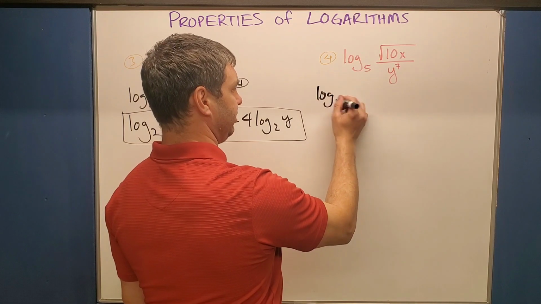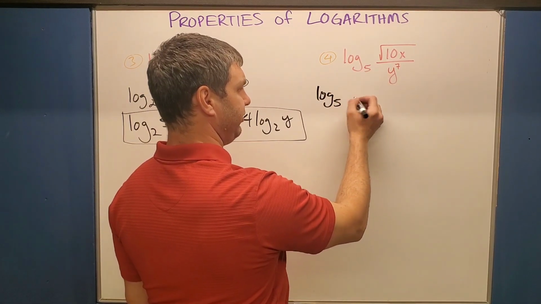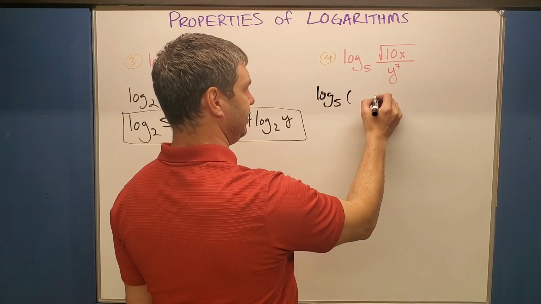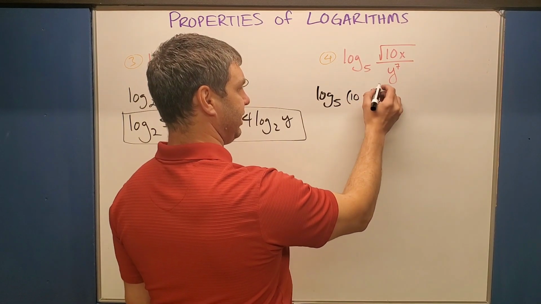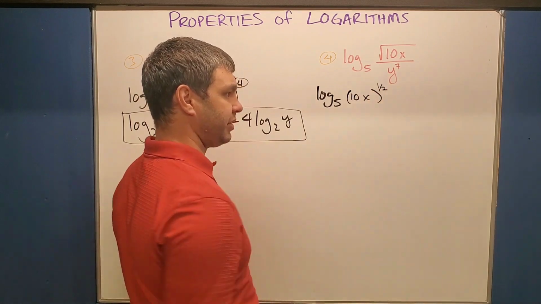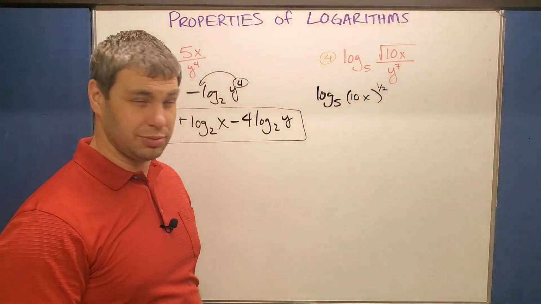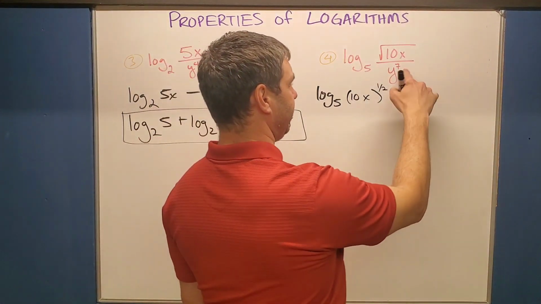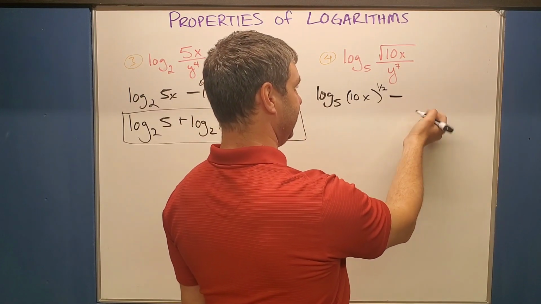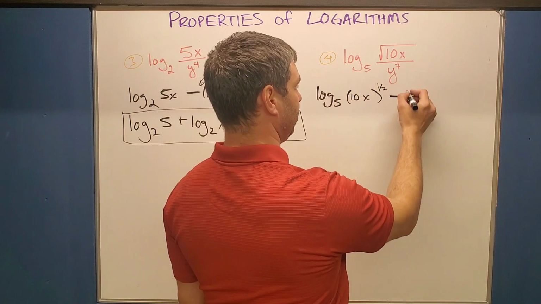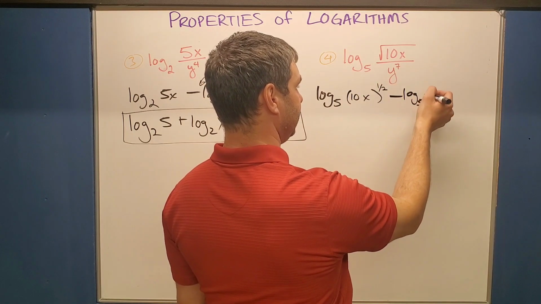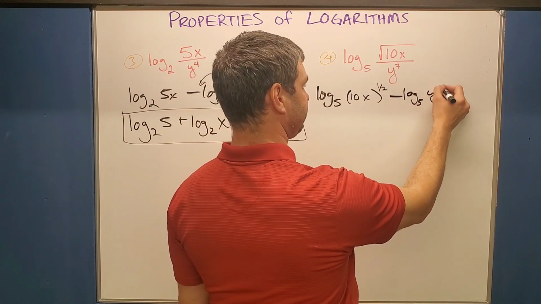So let's see here. Log base 5 of the top is going to be, in fact, that top I might just rewrite in parentheses as 10 times x raised to the 1/2. Okay, let's get rid of that square root by raising it to the 1/2. Talked about that earlier. And then on the bottom, minus log base 5 of y to the 7th.